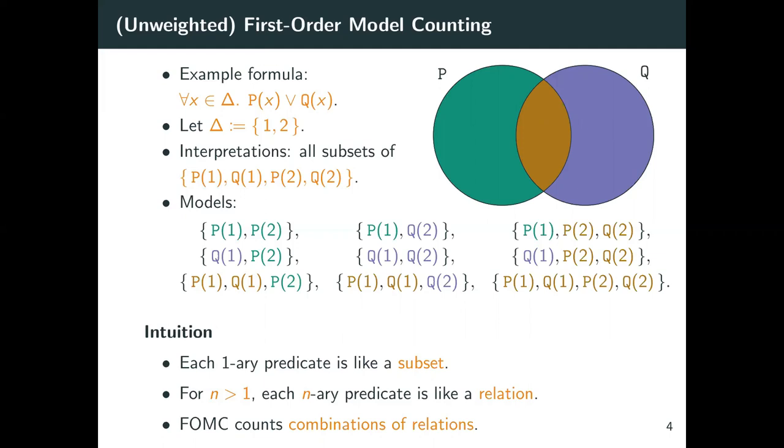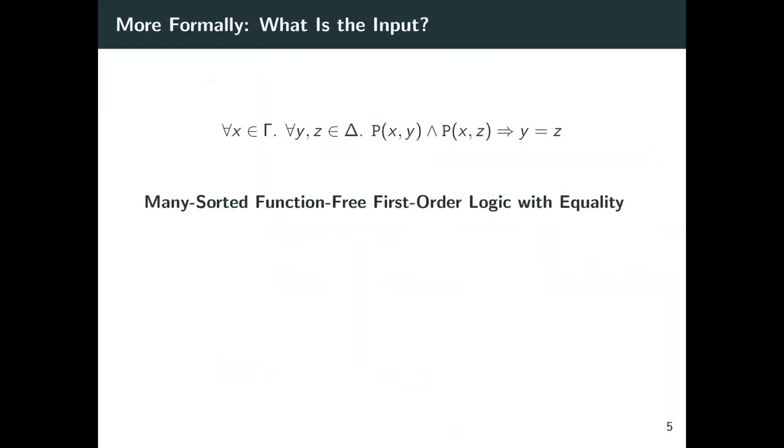For higher arity predicates, they model relations. And then first order model counting is about counting the combinations of relations that satisfy the given constraints. So more explicitly, we're working with many sorted first order logic. So each element is assigned to a domain. We don't do function symbols. We support equality, both between variables and between a variable and a constant. And we can have any number of variables. All of the variables are bound, so we have no free variables.